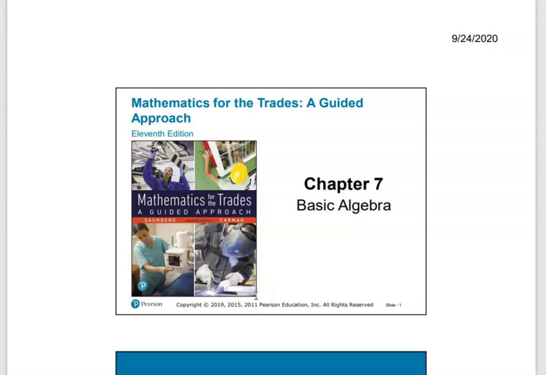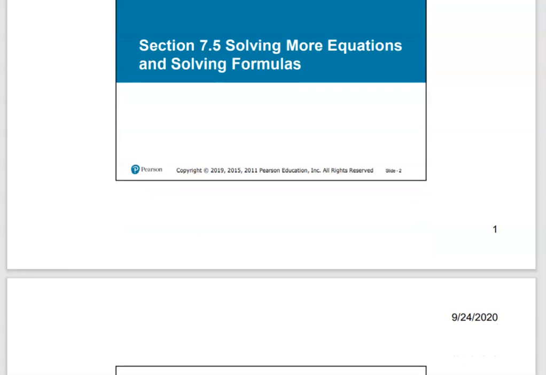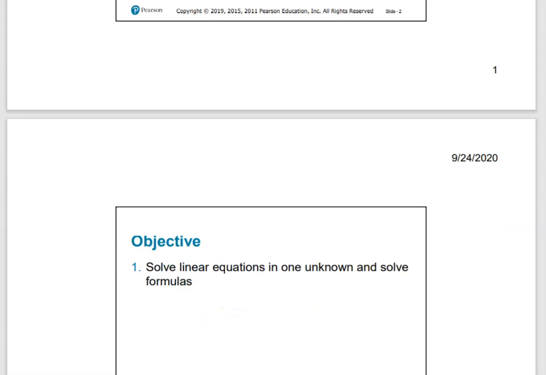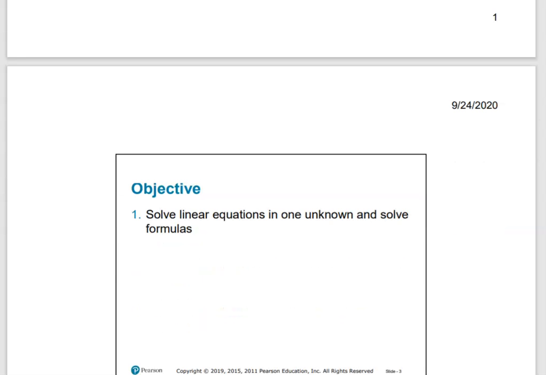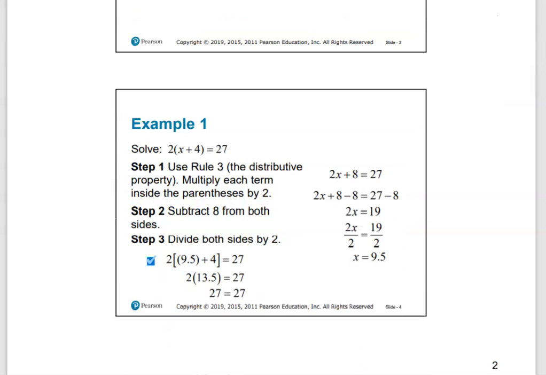Okay, this is chapter 7, and we're going to be talking about section 5, which is we're going to solve more equations and solve more formulas. So we're still working with linear equations in an unknown variable, and we're still going to solve some formulas. So this time we're kind of adding some parentheses.